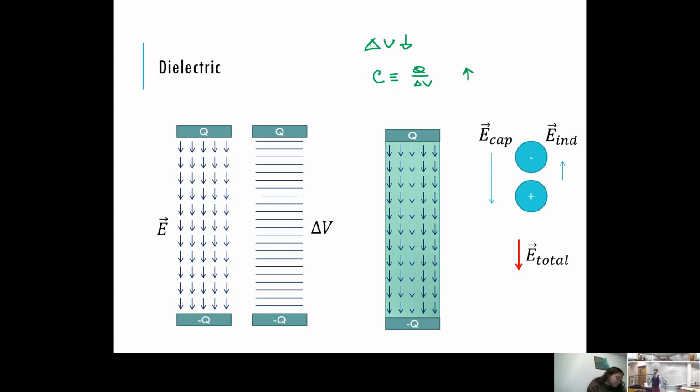If you put too much charge on the capacitor plates, the electric field will get so large that the electrons will be ripped off of the dielectric. You'll ionize the dielectric. And at that point, you essentially have a spark travel from one plate to the other, and that destroys your capacitor.